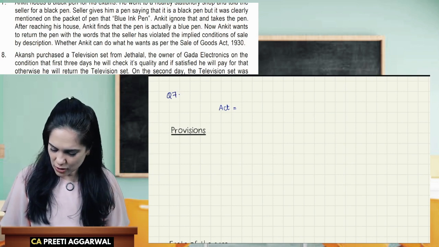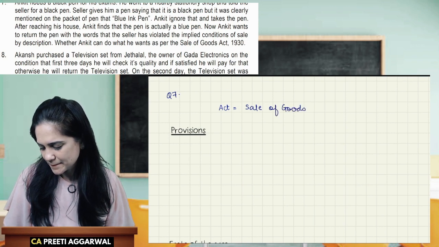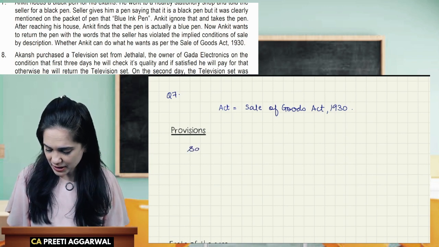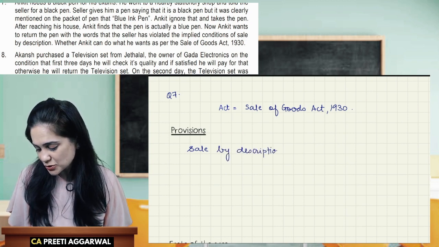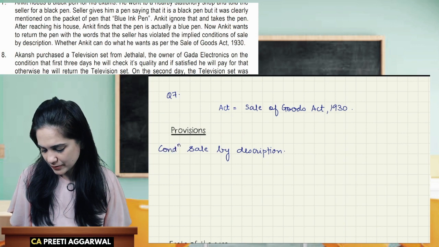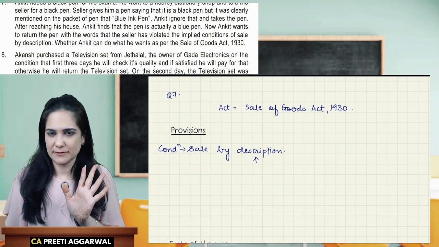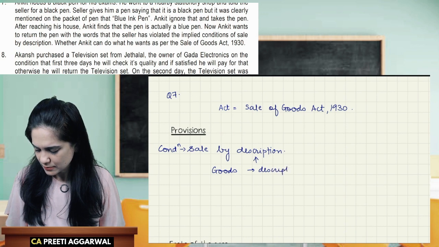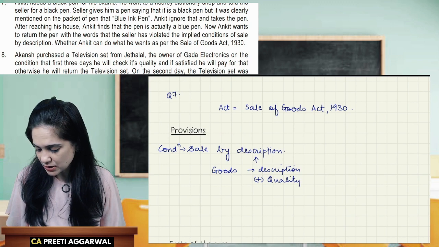So in this case, the question relates to, you can write down, Sale of Goods Act 1930. Now what will you write in provisions? That this is nothing but condition as to sale by description. What is the condition as to sale by description? That the goods must correspond to the description and in quality. So the goods should be as per the description, and they should also be of the quality that is mentioned in the description.